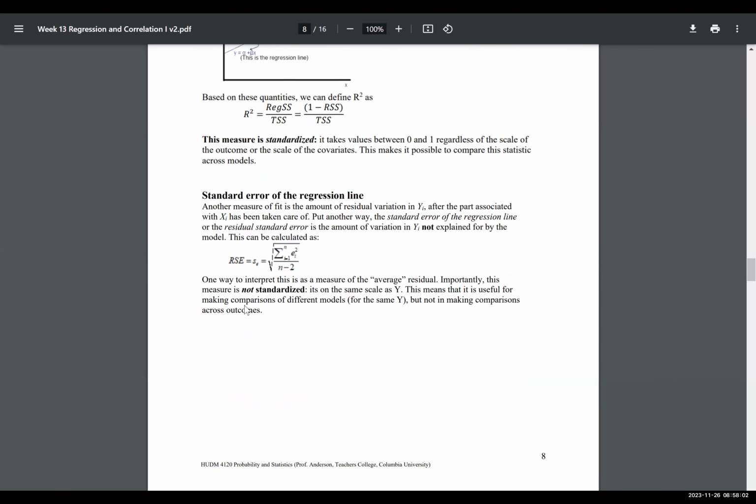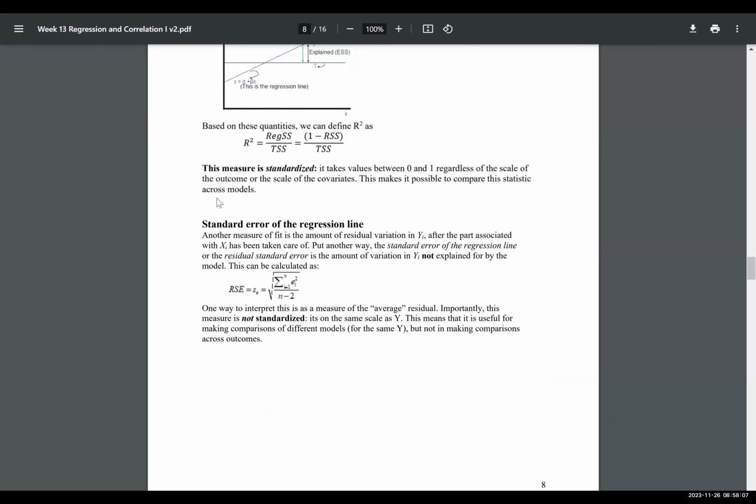So I'm not going to spend much time talking about this next part, but there's really two ways to measure model fit in a regression context. The first is R squared. That's the most common, the most useful that you will see because it's standardized. So you can compare R squared from one model to another model, even if it's different variables. But we have this unstandardized measure, which turns out to be more useful the more you study statistics, called the standard error of the regression line. We can also call it the residual standard error. And it's basically the amount of variation in Y not explained by the model.